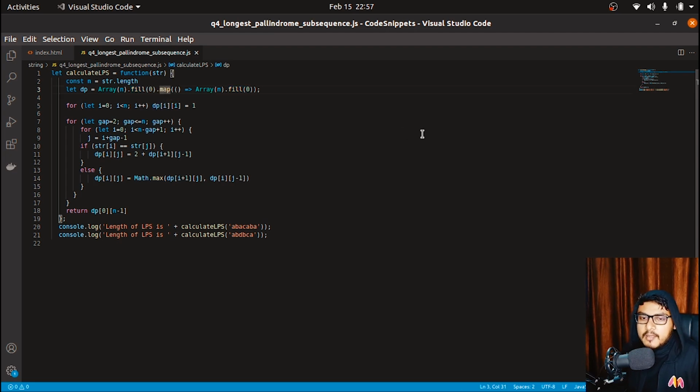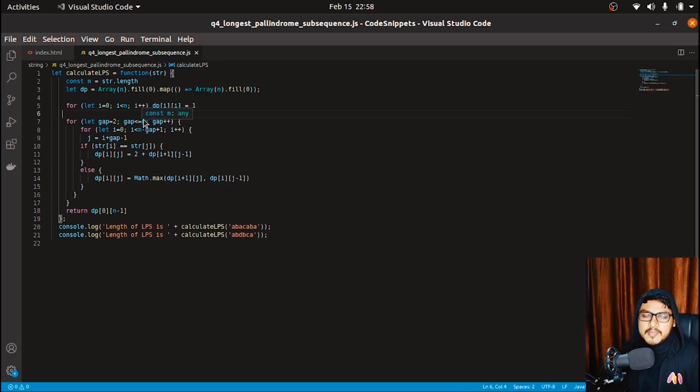Now we are mapping over every element of that array, and since we have to create a 2D array, inside that we are creating an array of size n, which is filled with value 0. So we created our 2D array, and this is a very standard way to create arrays in JavaScript. Then we are filling all the values of dp[i][i], like all the diagonal values, with 1, and we are creating a gap.